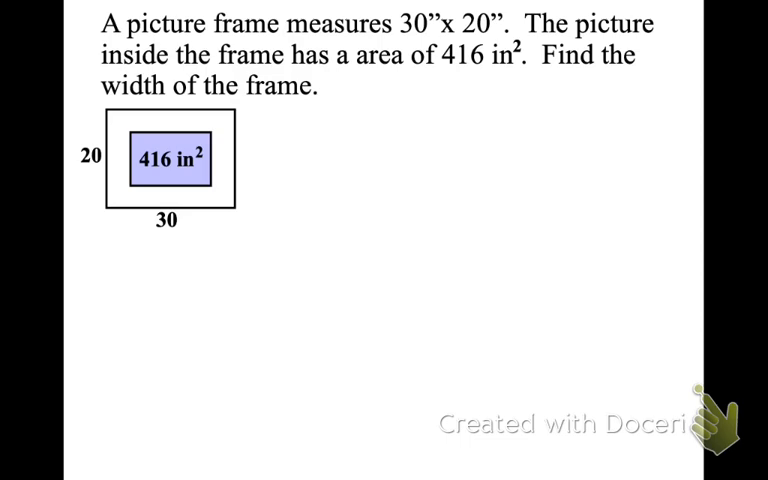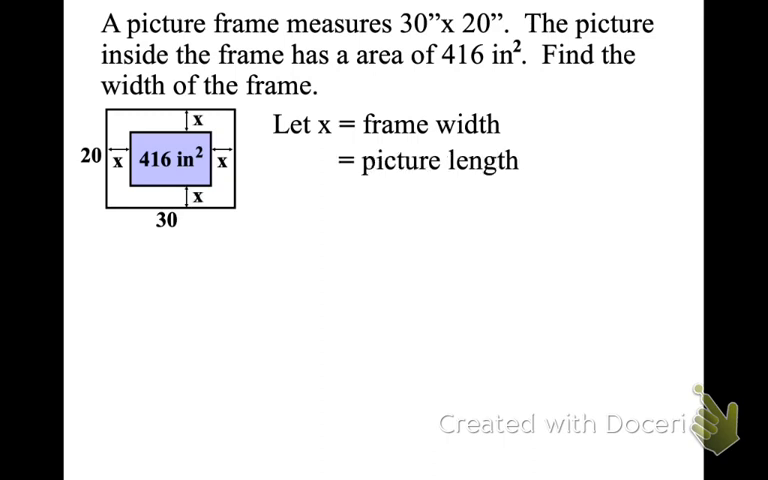Okay, a picture frame measures 30 by 20. The picture inside the frame has an area of 416 square inches. Find the width of the frame. So, the first thing we're going to do is talk about what's unknown as the width of the frame. We'll call that x. It is safe to say that all the way around it is the same measurement. We don't know what it is, but it's x. Okay? We can say that that's x, this is x, and this is x.